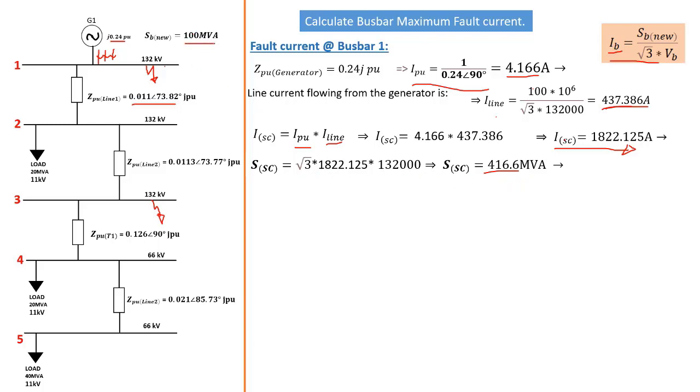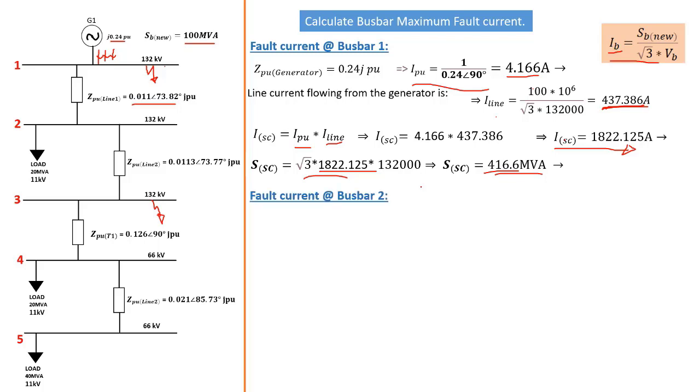Remember, this is the base MVA, so that's the total power the generator is supplying in this case. Now, if we take this line current here and replace it in this formula, we should be able to get the same 100 MVA. Now, to calculate the short circuit MVA, we use the short circuit current in this formula to get the magnitude of the short circuit MVA.